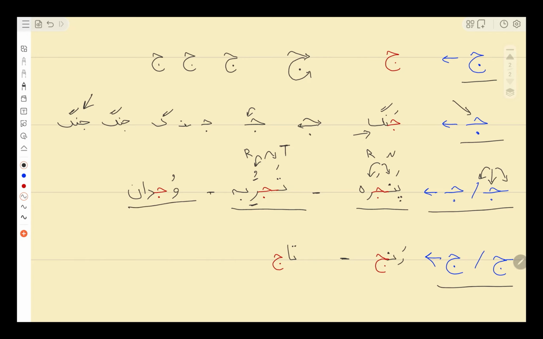But in the last word, the letter J has the same shape as it has in the beginning of a word. You can see that we don't have this small line here anymore, because sometimes you have one of those 7 letters that I explained in the previous video, like the letters Alif, Dal, Zal, Re, Ze, Je, and Vav. These 7 letters cannot be connected to any letter that comes after them.